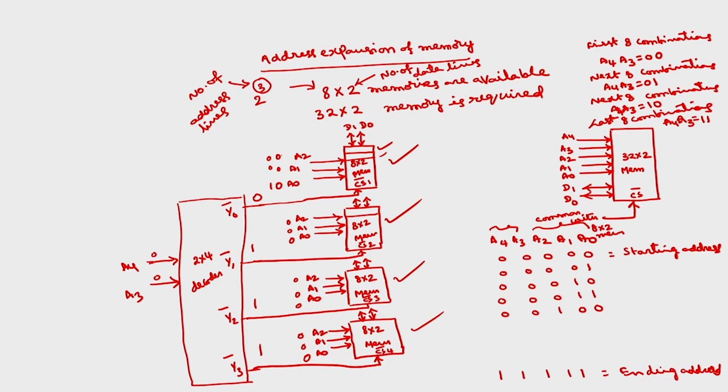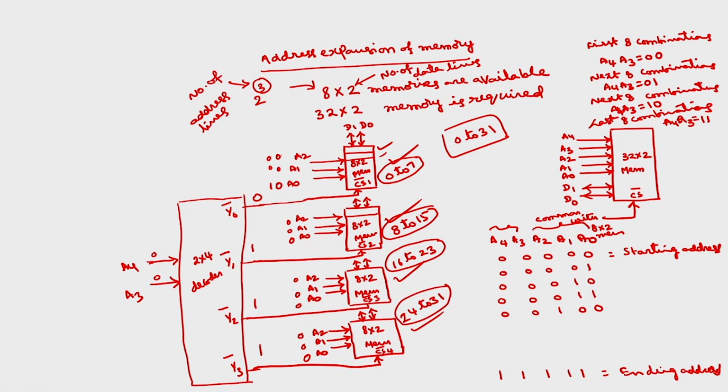From 9 to here, this will select from 0 to 7. If I start with 0 to 7, this will select from 8 to 15. Total 0 to 31 is required, because for 32 by 2 memory we have total 0 to 31 locations, total 32 locations. So, out of this 0 to 31, 0 to 7 will be selected by the first ROM, 8 to 15 will be selected by the second memory, 16 to 23 by the third memory, and 24 to 31 is selected by the last memory.